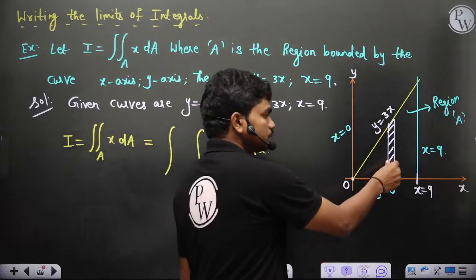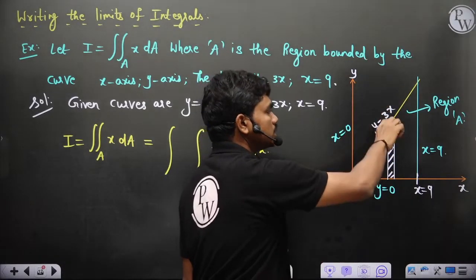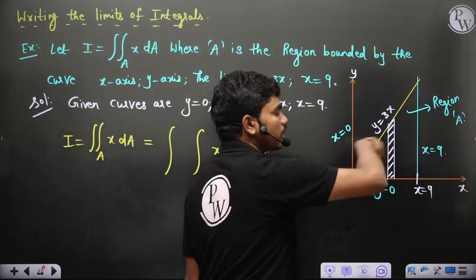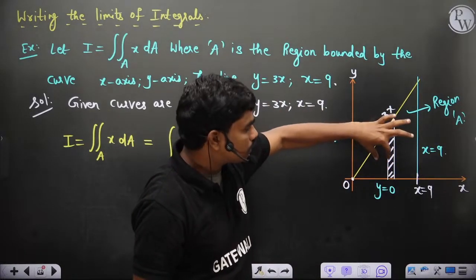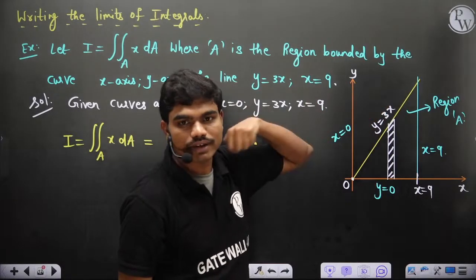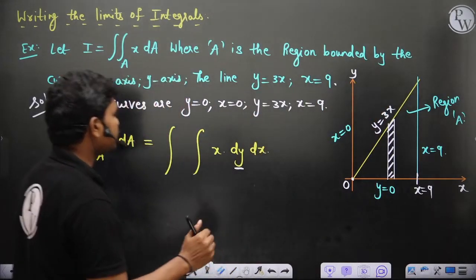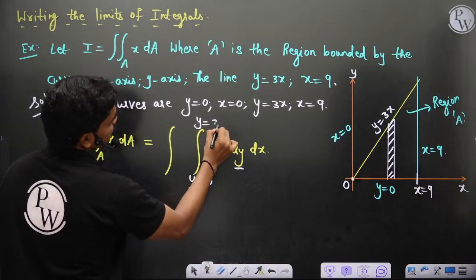Whether this is at this position or at this position, it doesn't matter. This strip cannot go beyond the region, so it gets shortened or lengthened as you move along the x-axis. So at every instant, the boundaries of this strip are fixed: the lower boundary by y equal to 0 and the upper boundary by y equal to 3x. So we write it as y from 0 to 3x.